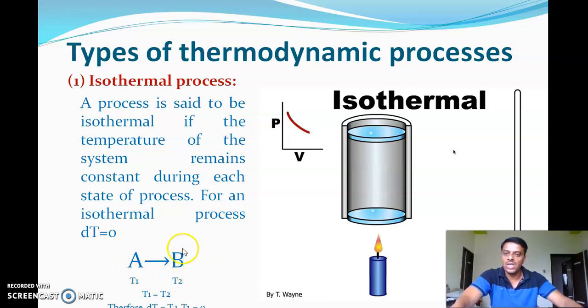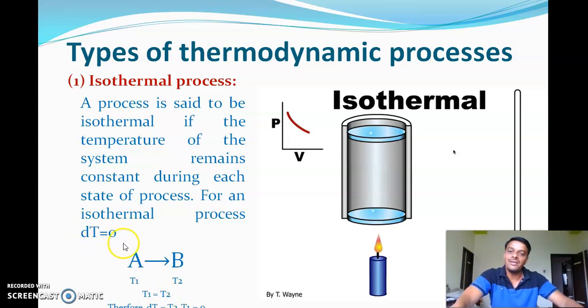That is why this process is said to be an isothermal process. In simple words, we can define the isothermal process as the process in which the temperature of the system remains unchanged throughout the process. Therefore, if T1 and T2 are the same value, suppose T1 is 25 and T2 is also 25, then T1 becomes equal to T2.